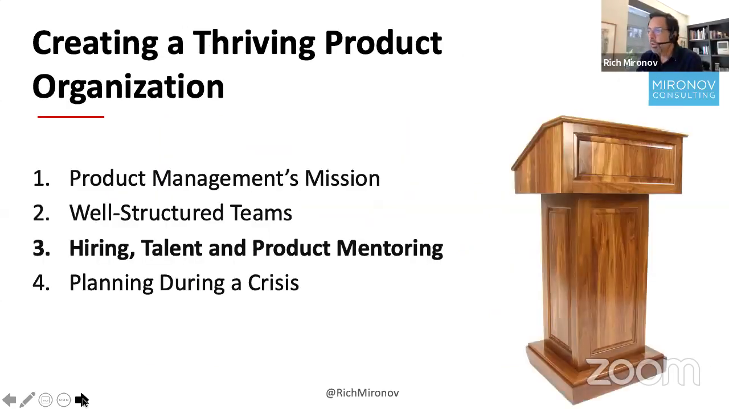Good, perfect. Okay, so third bit, hiring talent and product mentoring. Nobody's born being a product manager, product owner, product marketer. This is really hard. And you don't get it by reading one book, and you don't get it by being in one day of class, and you don't get it by following somebody around for a week, right? So how do we think about structuring teams? How do we have thriving, interesting, successful product teams when it's hard to become one? It's hard to grow and learn, right?